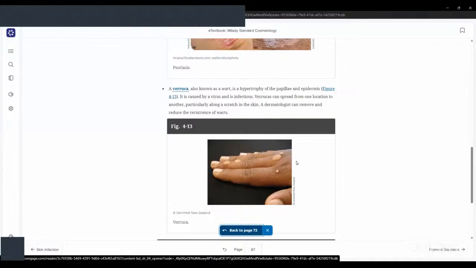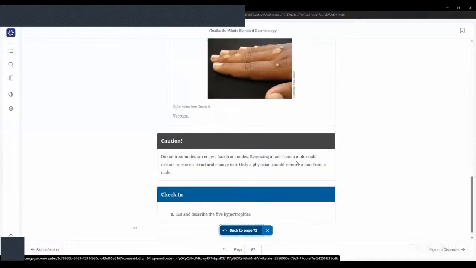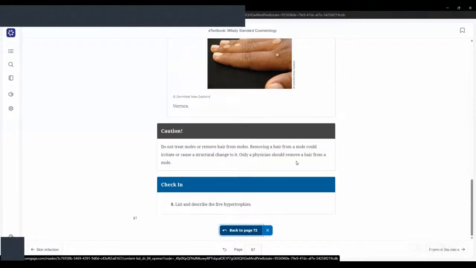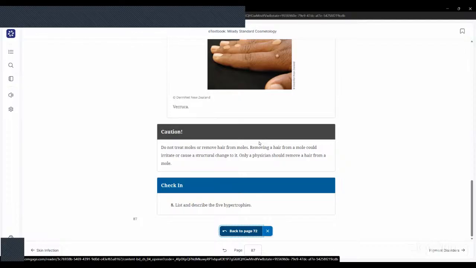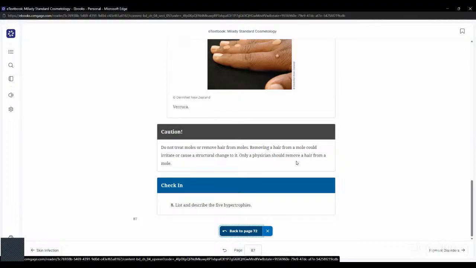Do not treat moles or remove hair from moles. Removing a hair from a mole could irritate it or cause a structural change to happen, which means it could grow, okay? So leave it be, send it to a dermatologist. Remember, we don't do that in our barbershops and salons.